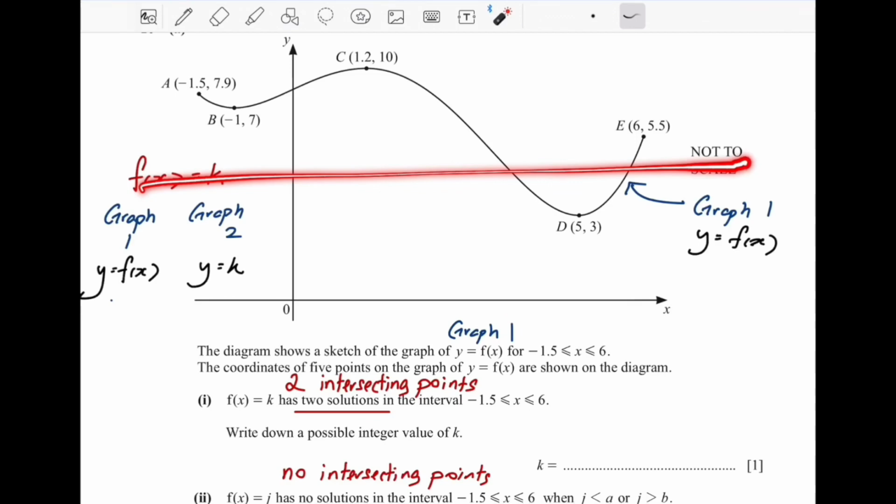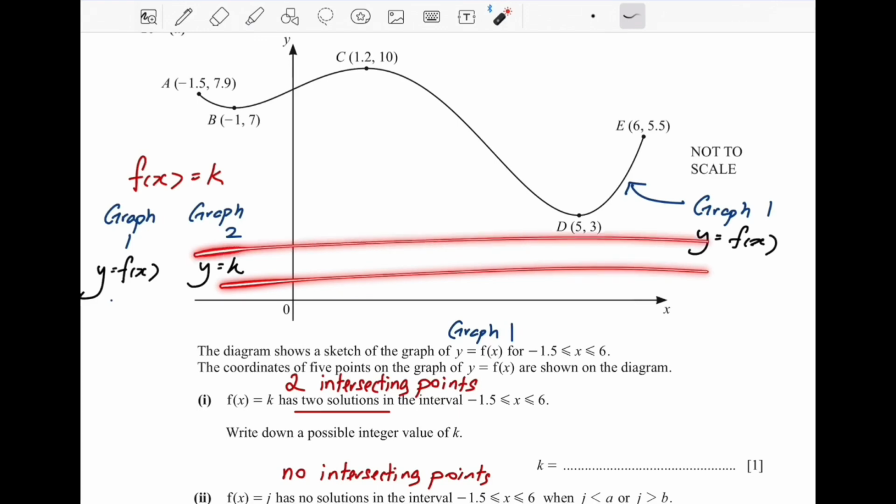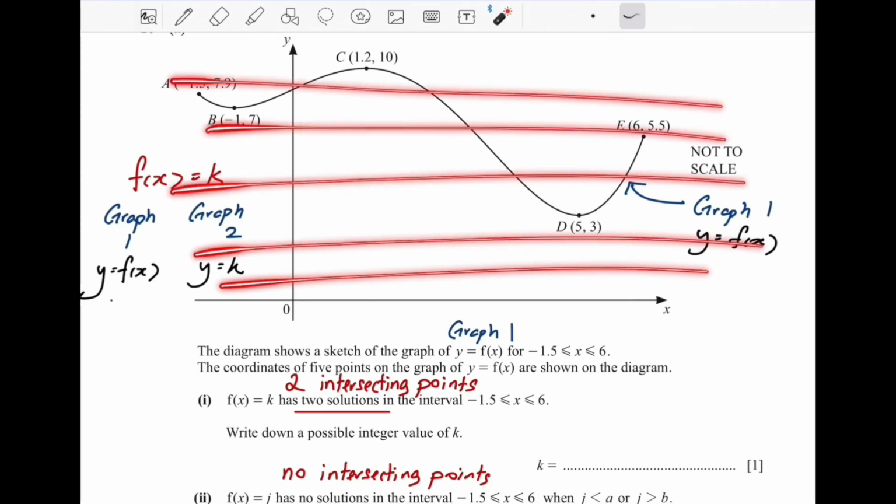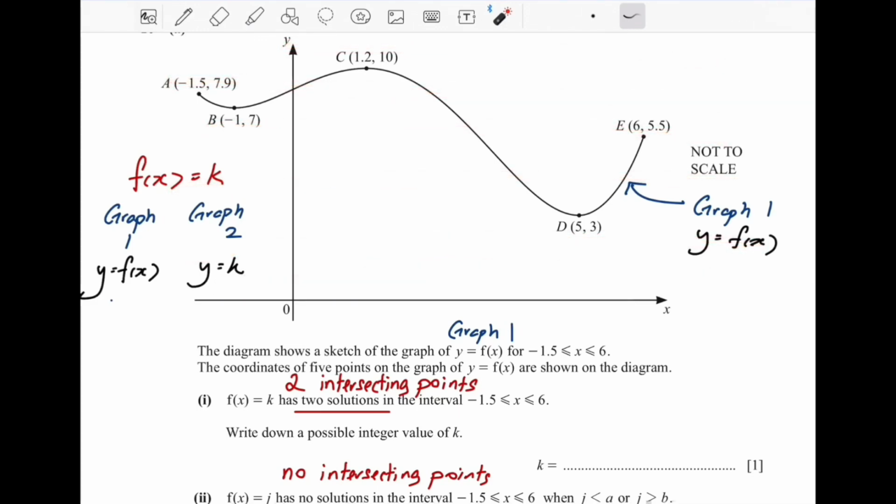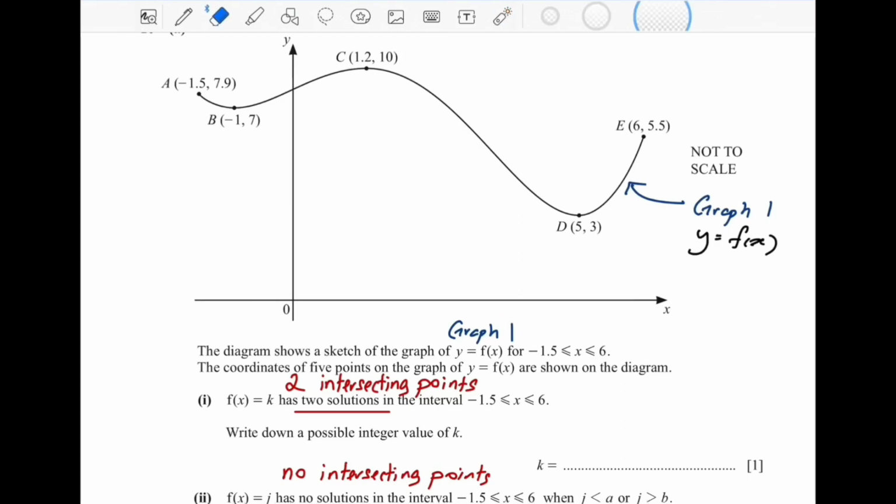There are many ways, right? Because the horizontal line could be anywhere. But now the condition is it must intersect graph 1 at 2 points only. So we have to find the value of k. k must be an integer. That is the understanding, that's how you interpret the question.